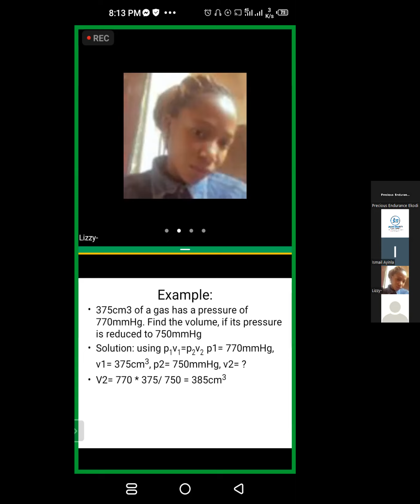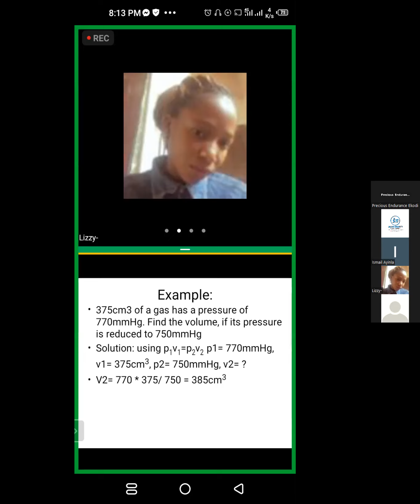Please, can we try and calculate on our own? Just try and get this out. P1V1 equals P2V2. Then put your parameters, use your calculator. When you try it, you will get 385 centimeter cube. Please, sometimes questions like this come out in external examination. Please, let's take note of it.